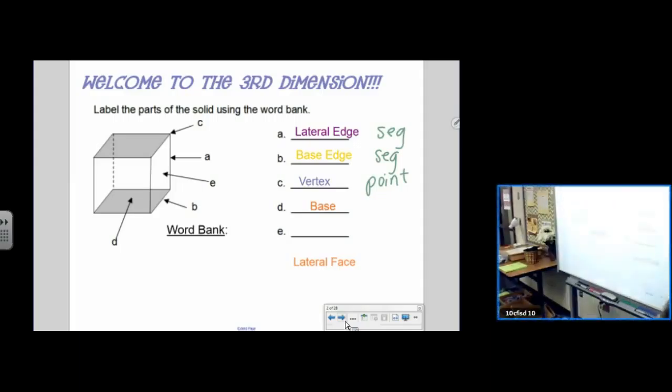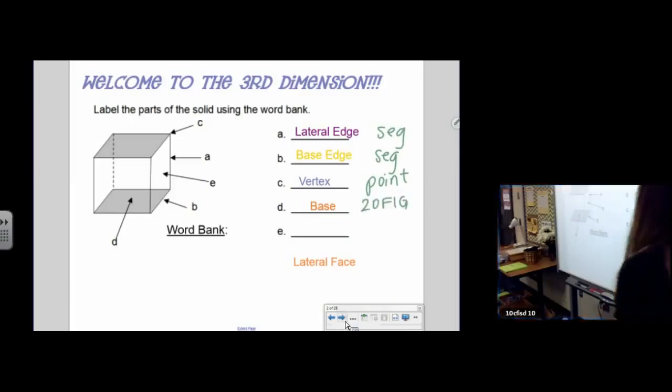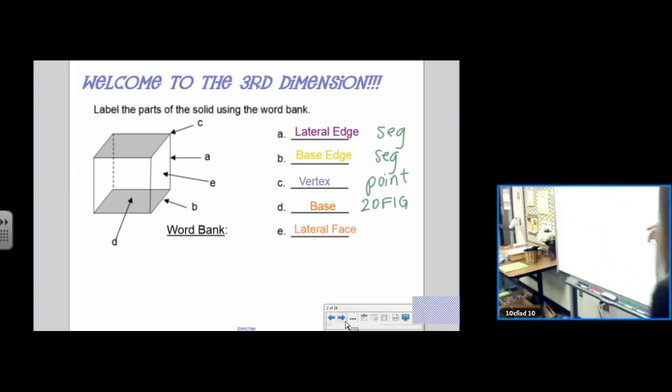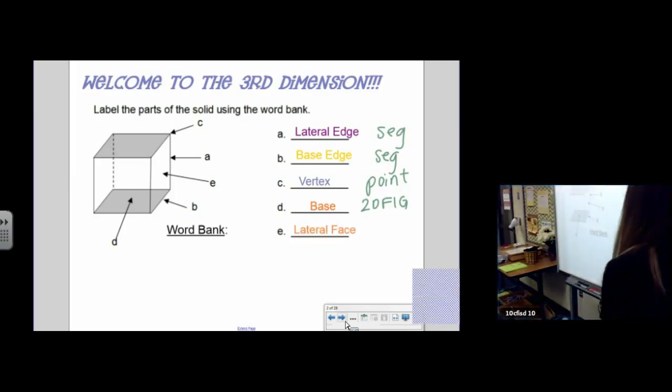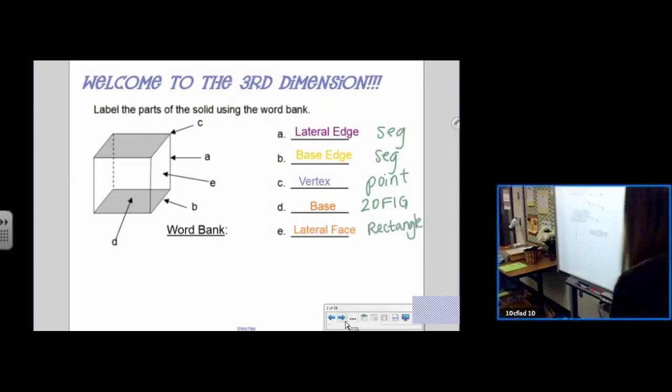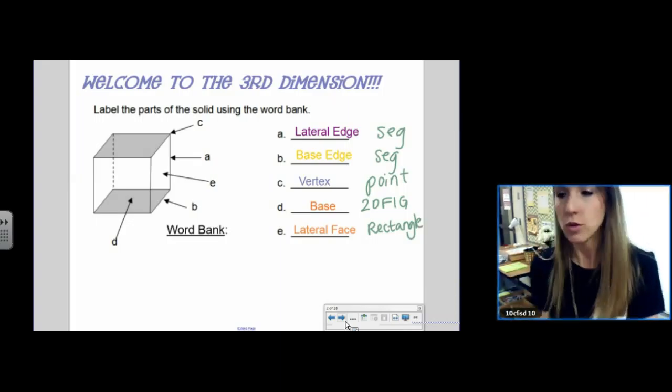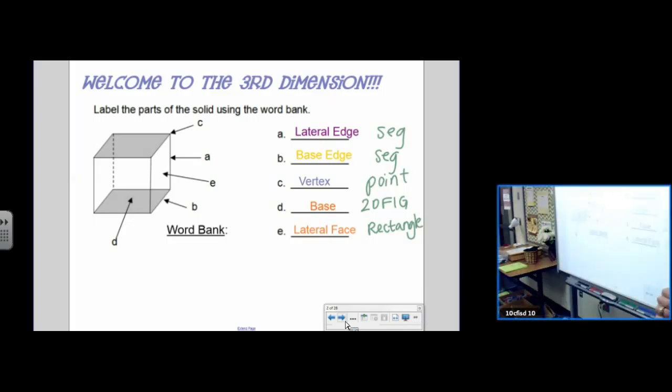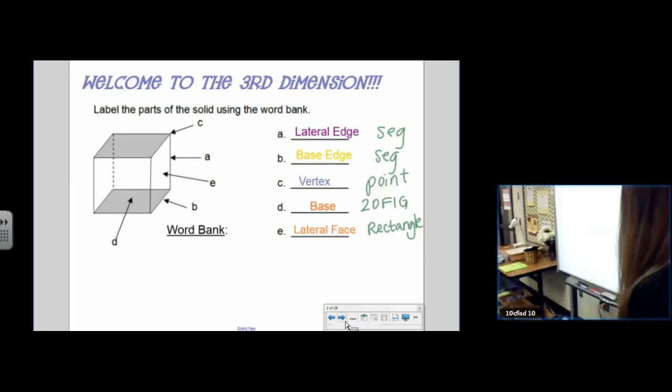So that's a segment, that's a segment, that's a point. This is a 2D figure. The base is some sort of 2D figure. And then, of course, E is pointing to the lateral face. Now, in a prism, that is always a rectangle. But in other shapes, it could be a triangle or something else. So, good to know those words.